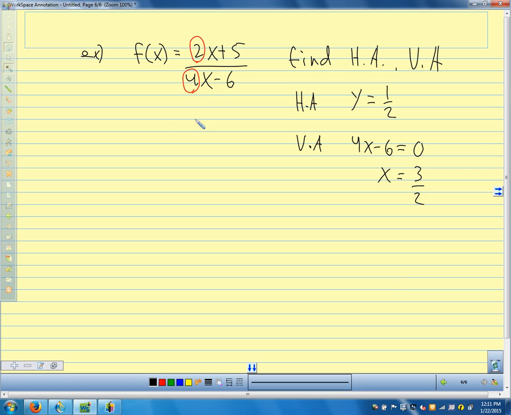And if I sketched a graph, just so we have an idea of what this looks like. This looks like the one we had earlier. There's my horizontal asymptote at y equals 1/2. There's my vertical asymptote at x equals 3/2. To figure out how the graph goes between here, because it could go all different kinds of places, you'd have to plug in some numbers and calculate. So this graph would look like that.